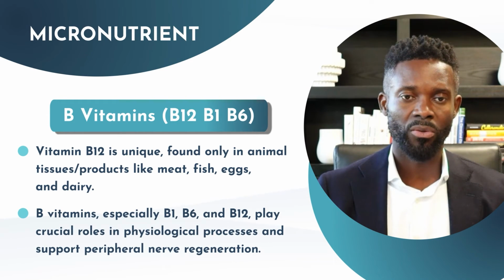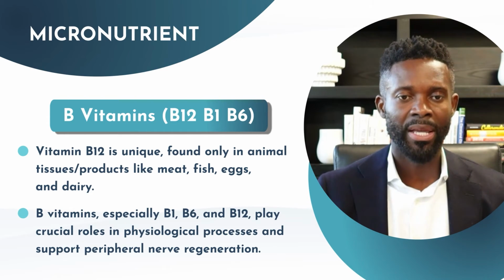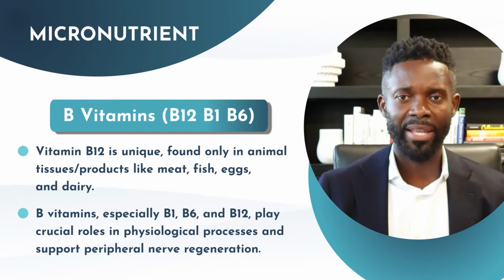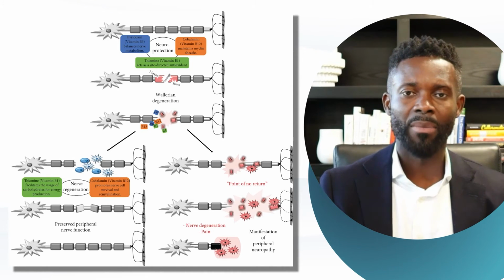B vitamins, especially B1, B6, and B12, play a crucial role in physiological processes and support peripheral nerve regeneration. One of the things I want to talk about briefly to help you understand the importance of these B vitamins is this particular diagram here. It talks about how the nerves become dysregulated.